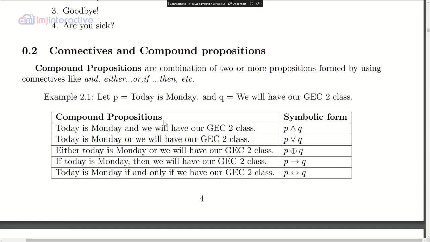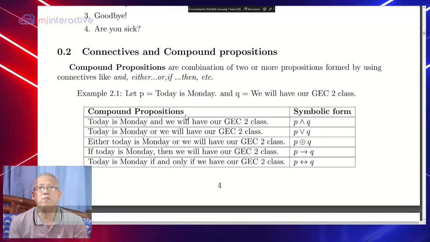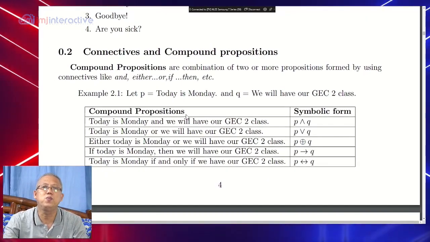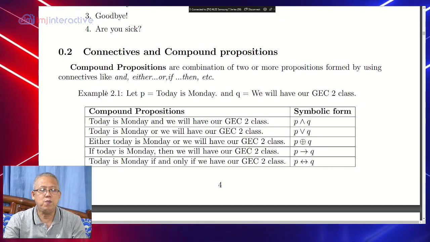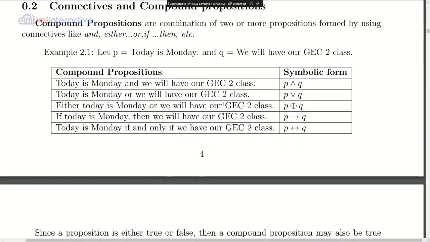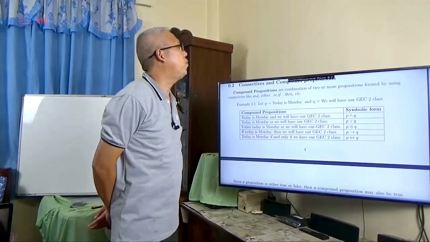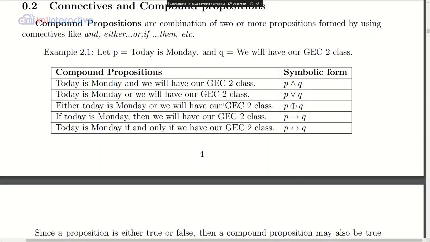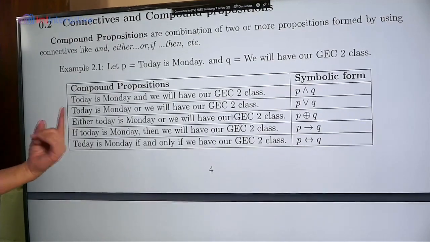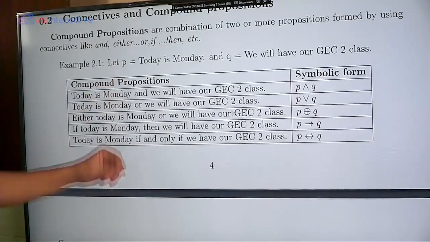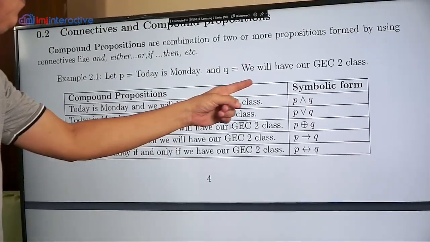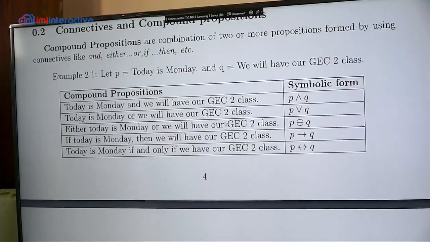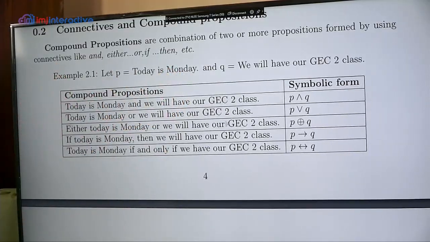Now, propositions can be combined. When you combine propositions, they are called compound propositions. Now, compound propositions can be classified in the following forms. So, compound propositions are a combination of two or more propositions formed by using connectives like and. So, let's say, for example, one proposition is today is Monday, P. Another proposition, Q, we will have our GE2 class. So, you can combine these two using connectives.